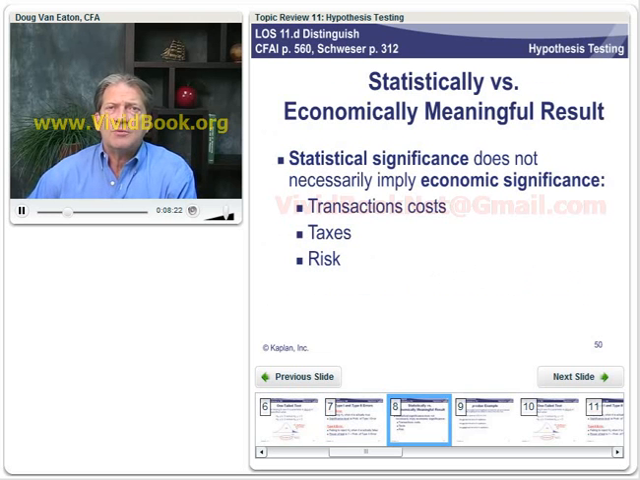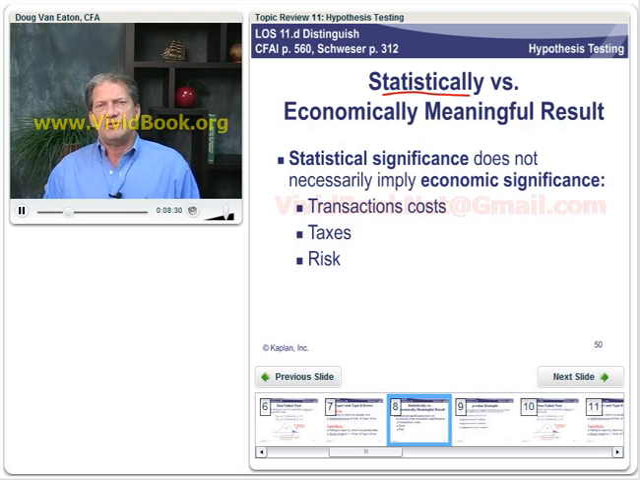Now, our learning outcome statement here, we need to talk about statistically versus economically meaningful results. Well, a statistically significant result is based on our standard error, standard deviation of our test statistic, how far away it is, how many standard deviations we are away. And if we have a lot of data and our test is structured carefully, we can get statistically meaningful results even when these differences are not economically meaningful.